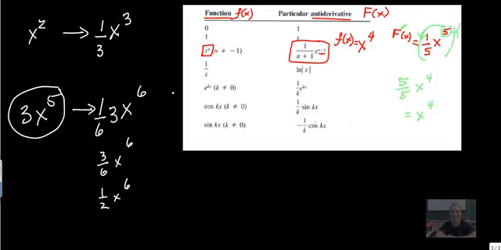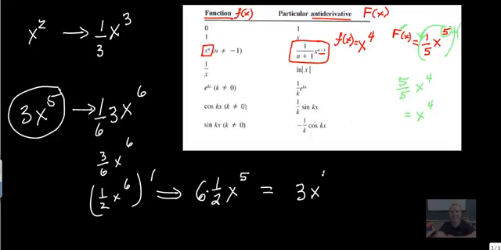And we can double check that by taking the derivative. If I take the derivative of this, I should get this back. So let's just see what happens if you take the derivative. Well, that 6 comes down and multiplies by what's in front. And this 6 here gets subtracted by 1, which gives us 6 over 2, or 3 x to the 5th. And of course that checks out.